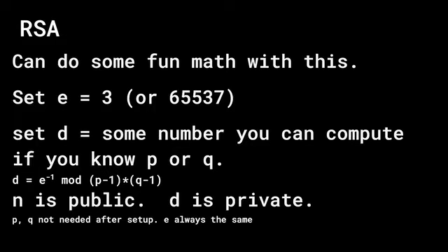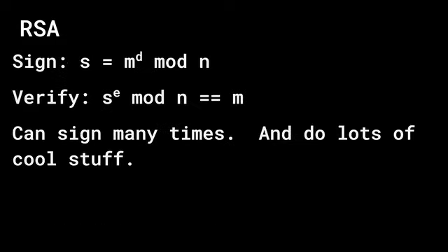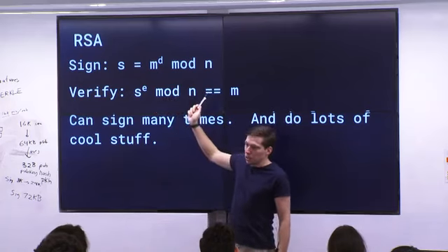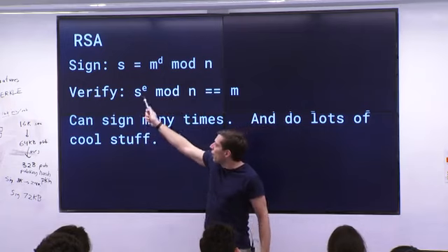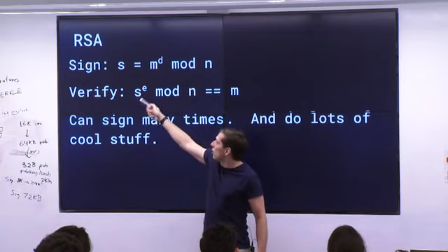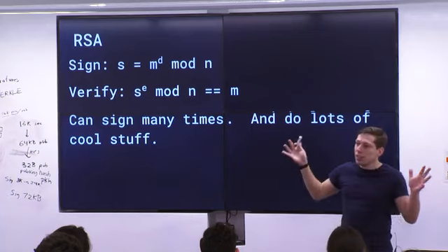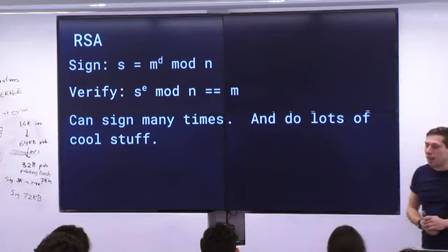And then what you can do, and I'm not going to get into it, is say my signature S is, I can take the hash and make a message M, message to the D power modulo N. And if I verify, if I take that signature to the E power modulo N, it should equal M again, which is crazy and kind of awesome.